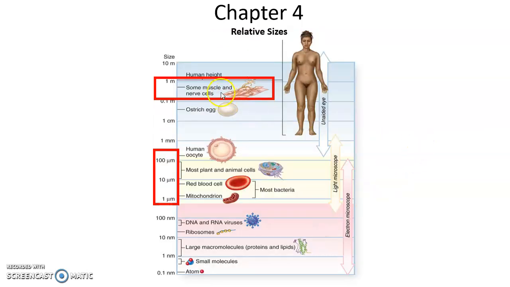So we usually think of things in terms of meters and millimeters, but cells are all the way down to 100 micrometers, all the way down to just 1 micrometer for some of these structures found inside of cells, so extremely tiny. We can see a lot of this with the light microscopes, and then if you want to go even smaller than that, you're going to have to get those electron microscopes.